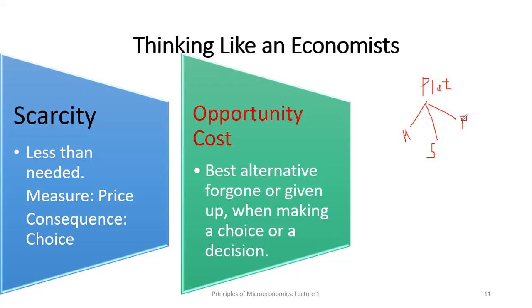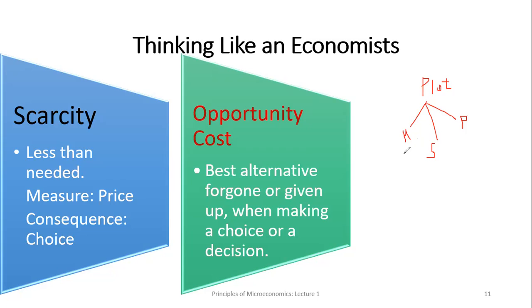Now, because my resources are scarce, I have to make a decision whether to build a house, to build a shop, or to make an amusement park. Let's say I decide to make a house, so I will be sacrificing the earning from the shop or the earning from the amusement park. How should I decide about it? What should I do? I just look at the returns that I get from each choice.